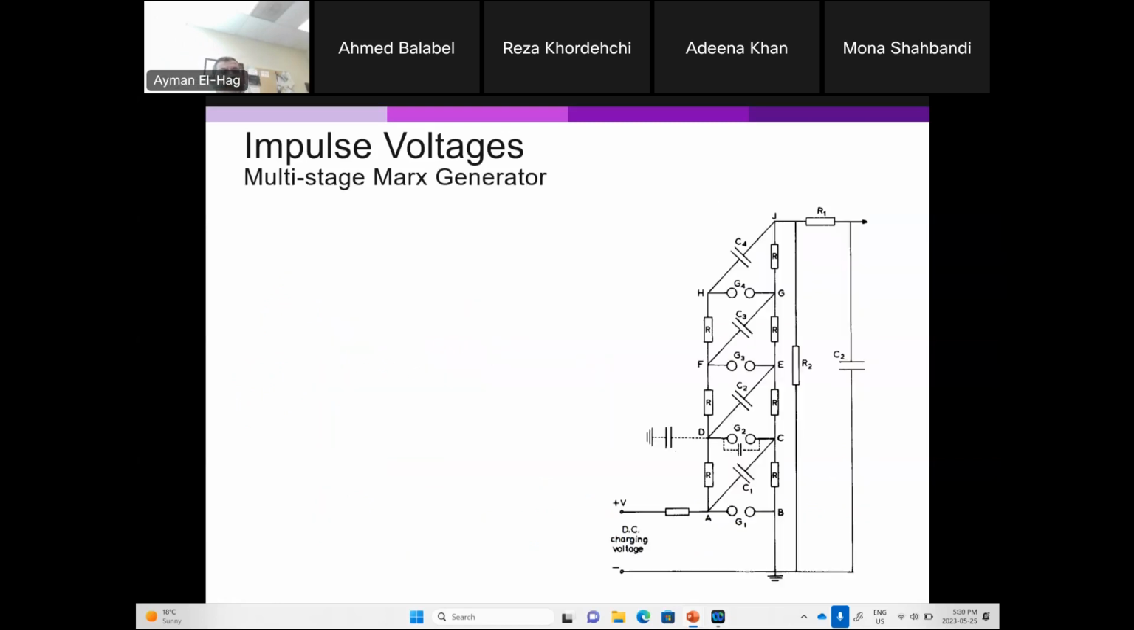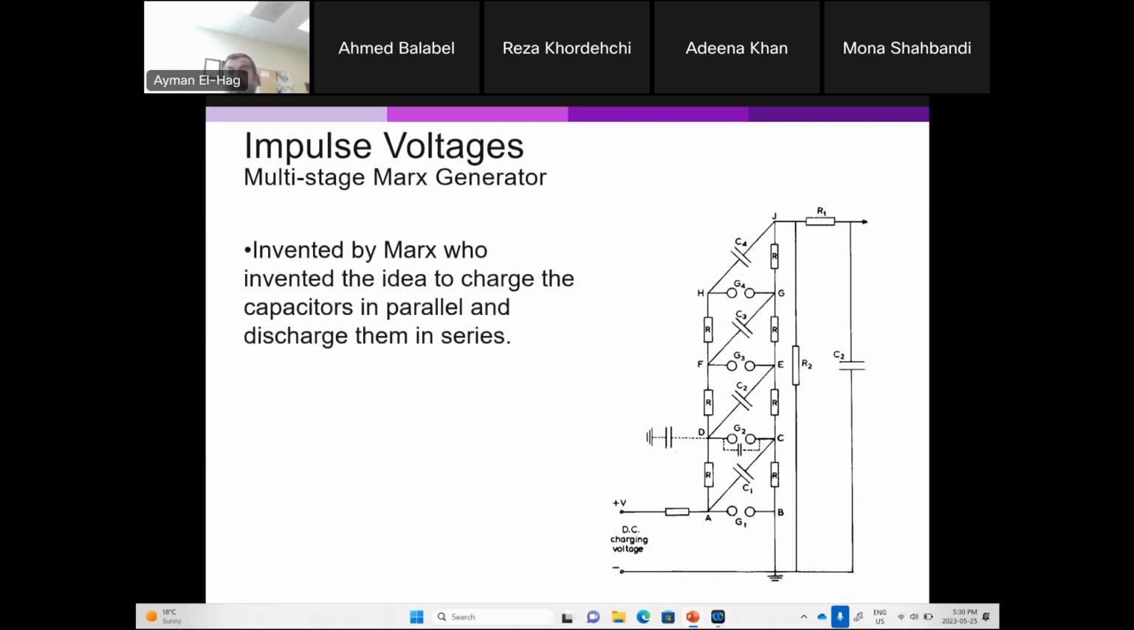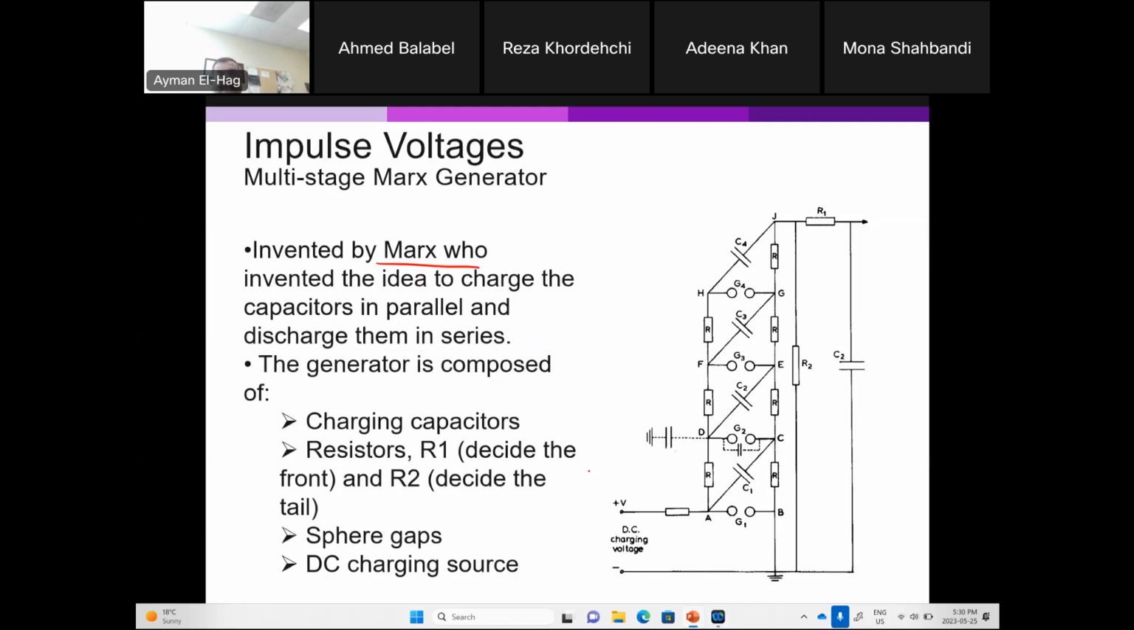Okay, so how do we make a generator? We don't use one stage because one stage is not practical. Let's say I want to test the samples at 1 million volt. Usually every stage can provide you with 100 kilovolt. Now, Marx in the early last century came up with a very brilliant idea. In a very simple way, you charge the capacitors in parallel, discharge them in series.